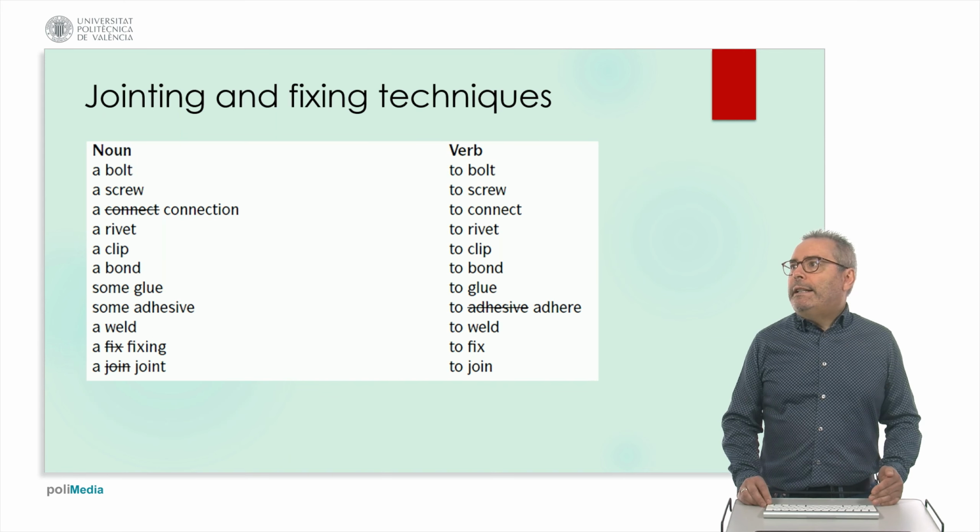Here we have the nouns together with the corresponding verbs for these jointing and fixing techniques. A bolt to bolt, screw to screw. Normally they are the same, except in the case of adhesive, we have the verb to adhere. And in the case of joint, the noun, we have the verb to join, which means to fix together.